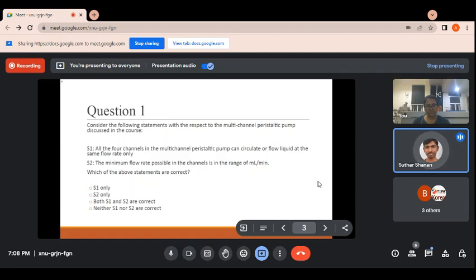Both the statements are wrong. Why? In a peristaltic pump, the fluid can flow at different rates. You can modify it using that machine. In statement 2, it is said milliliter, but it's actually microliter per minute.